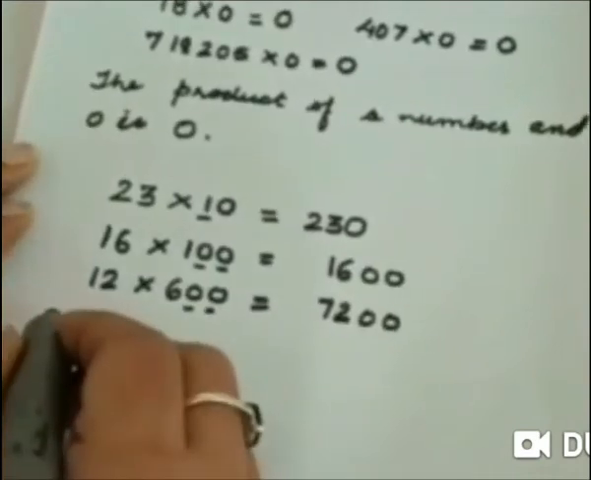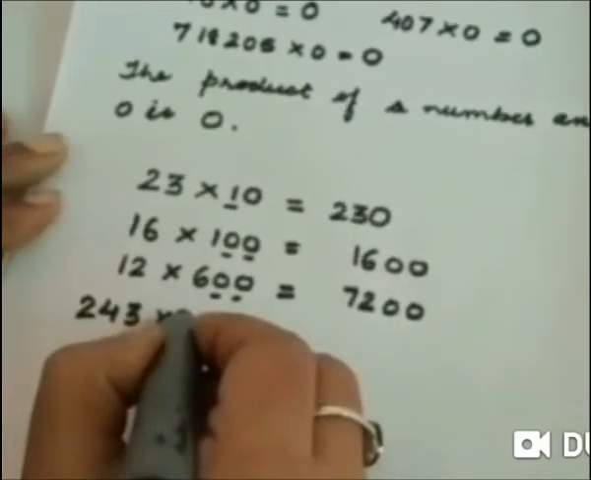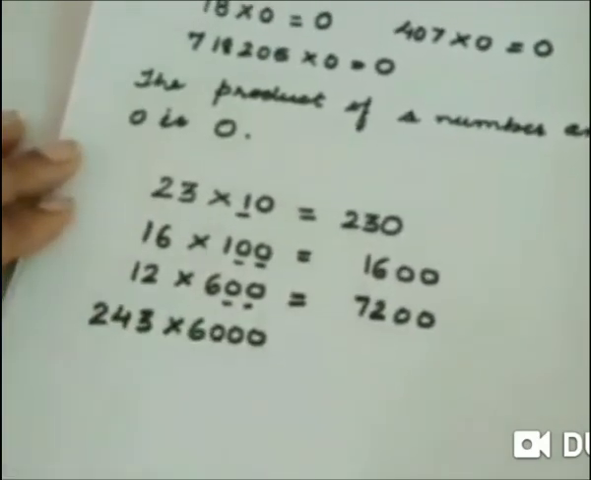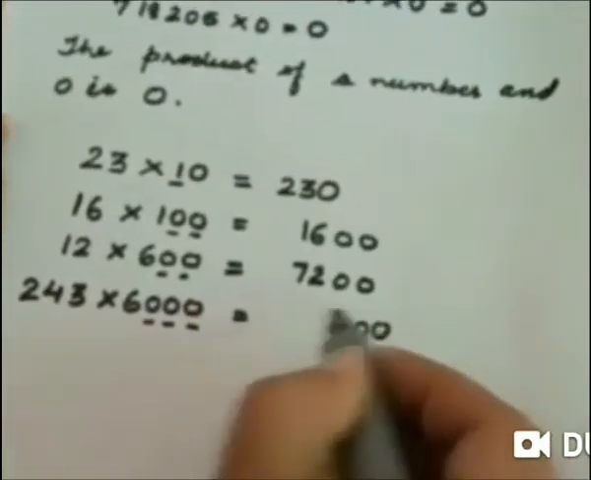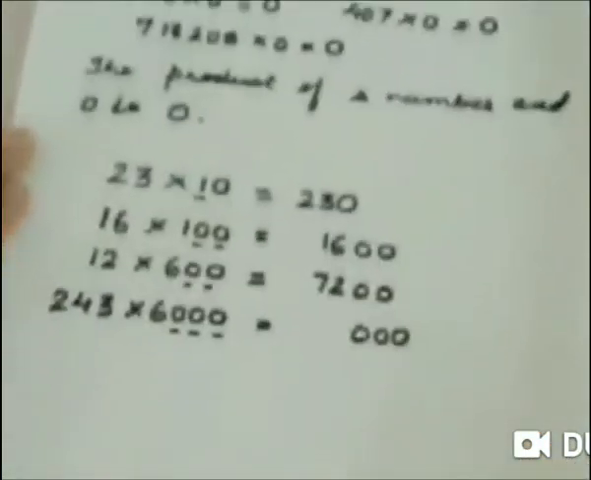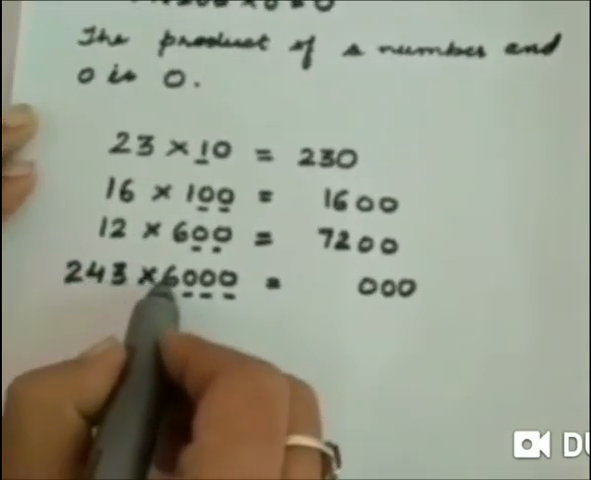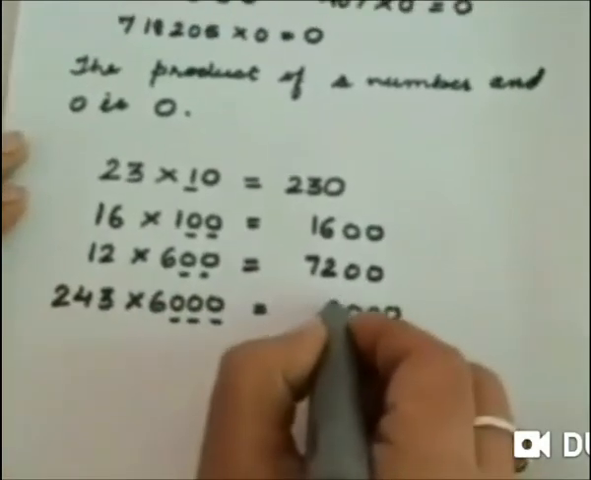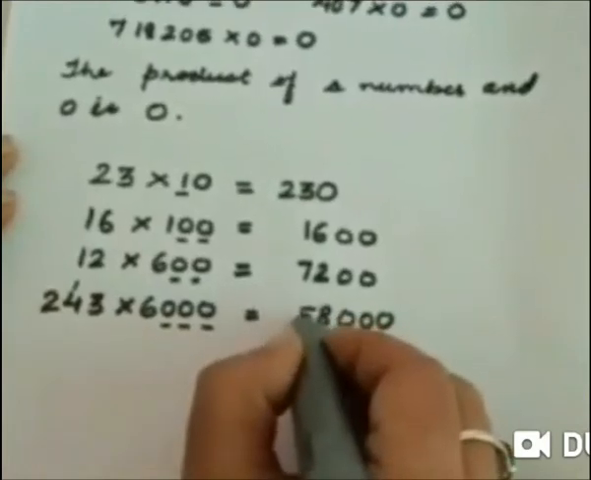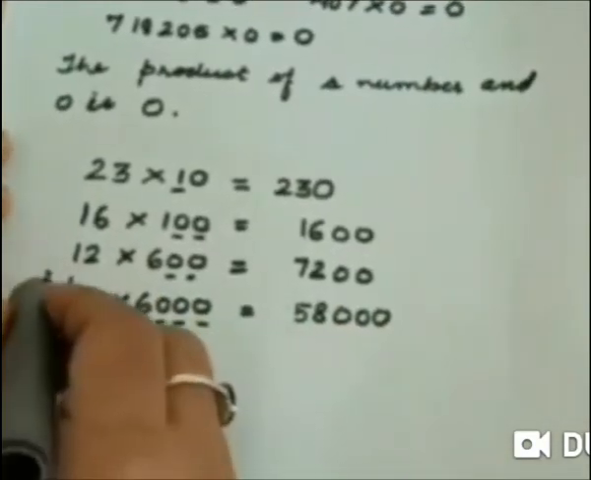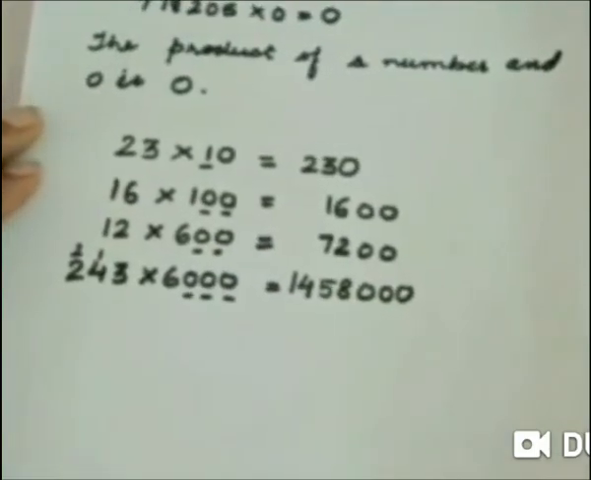Similarly, we can do it for other numbers also. If we have a 3-digit number, suppose it is 243. And this is to be multiplied by 6000. Now here we have 3 zeros. So what I will do? First I will write down 3 zeros in the product. Now I will multiply the whole number part or the non-zero part of the multiplier by the number. So 243 multiplied by 6. 6 3s are 18. 8 here, 1 carry. 6 4s are 24. 24 plus 1 is 25. 5 here, 2 carry. 6 2s are 12. 12 plus 2 is 14. So the product becomes 14,58,000.